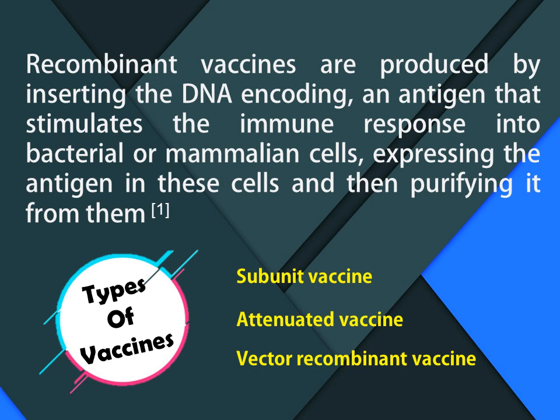There are three types of recombinant vaccines: subunit vaccine, which consists of components of pathogenic organisms, including proteins, peptides, and DNA; attenuated vaccine, which are genetically modified pathogenic organisms that are made non-pathogenic and used as vaccine; and lastly, vector recombinant vaccine. They are genetically modified viral vectors that can be used as vaccines against certain pathogens.